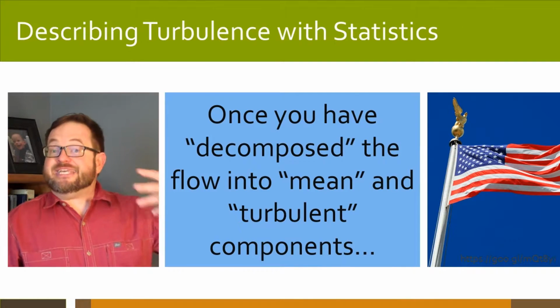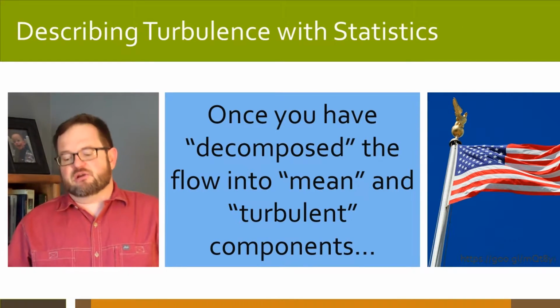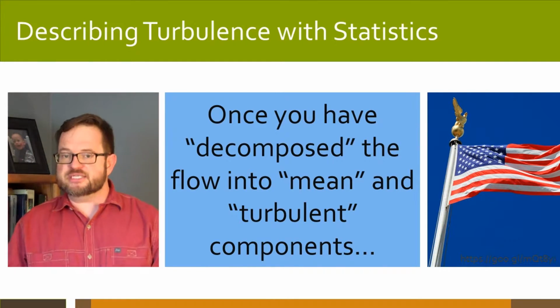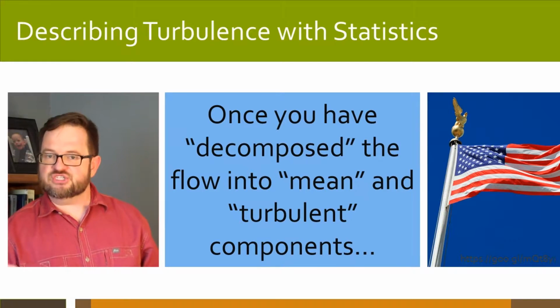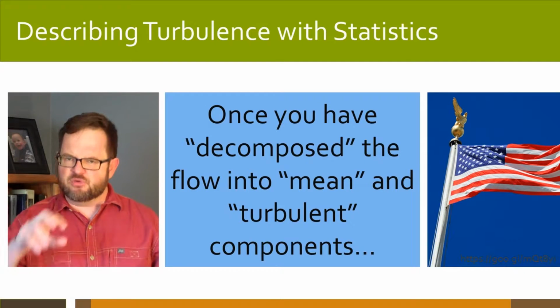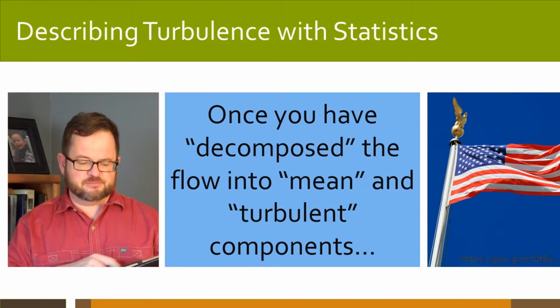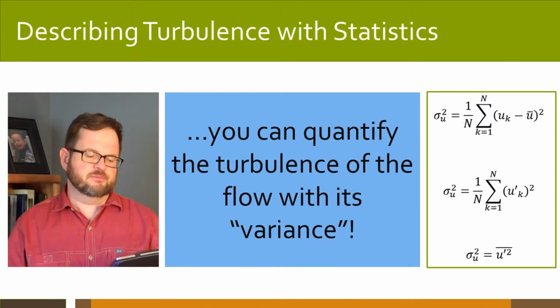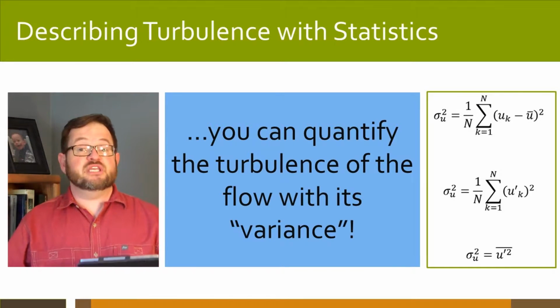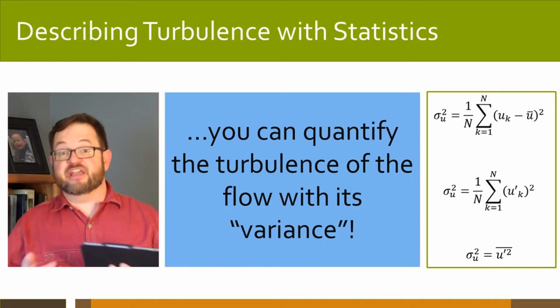Well, once you have decomposed, to use the right vocabulary here, the flow into the mean part, the parts with bars, and the turbulent component, to use the right term from Reynolds decomposition, the one with the prime behind it, you can quantify the amount of turbulence in the flow using the statistical property of the variance.